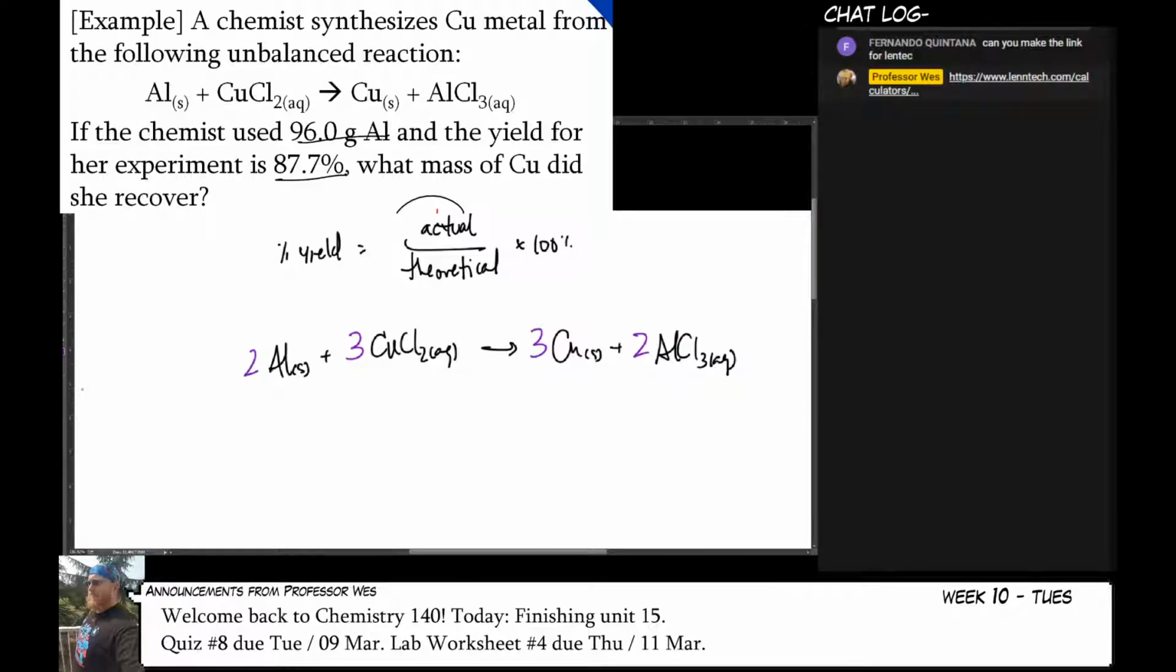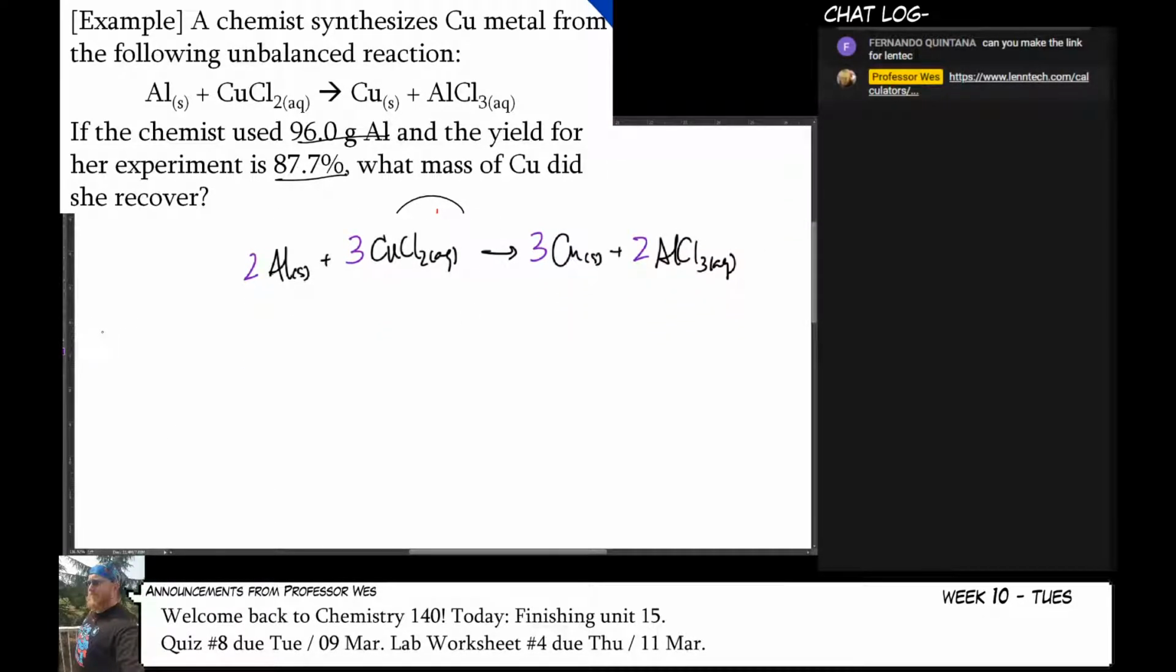Then we're going to take our 96 grams of aluminum here. And we need to turn the mass of aluminum into the mass of copper. So how do we do this? We'll first turn them both into moles. And then I can turn moles of one into moles of the other using the ratio from the equation we just did.